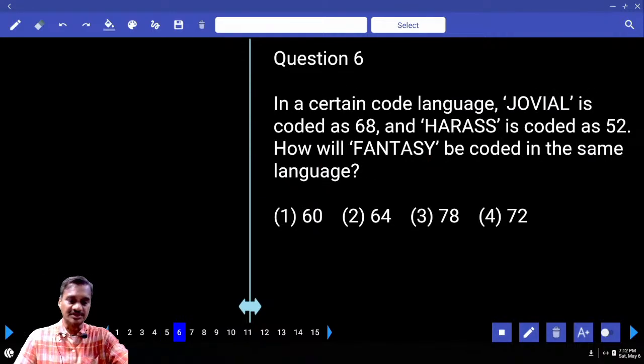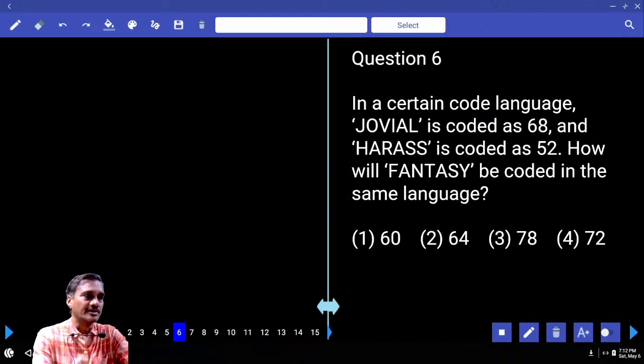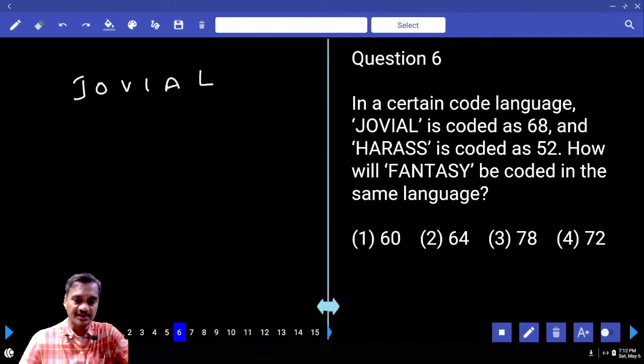Then in this question number 6, how much is there? The 6th one. Now jovial. Here in this one, jovial, what is the value given? 68. And what is the opposite letter to J?